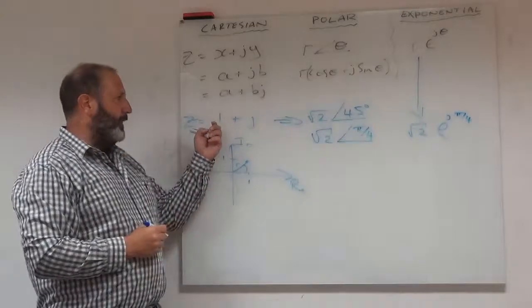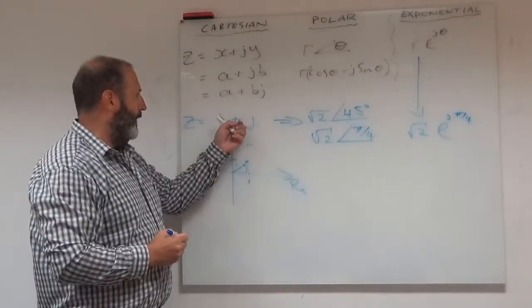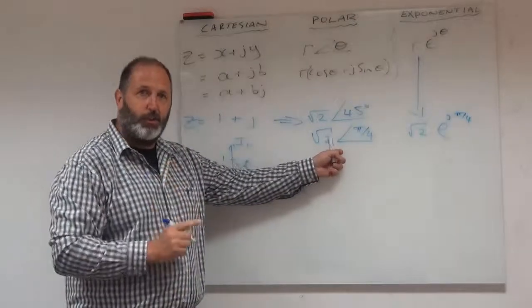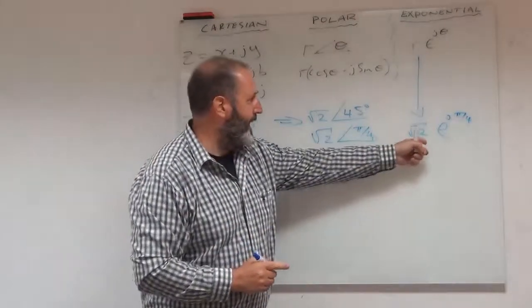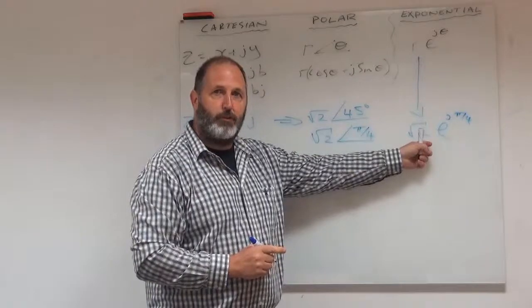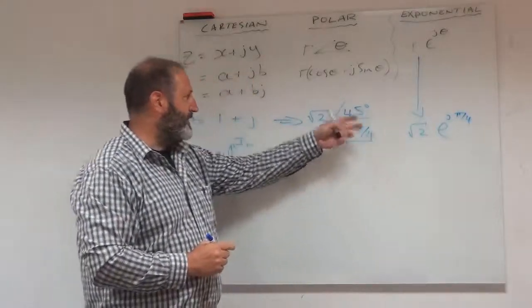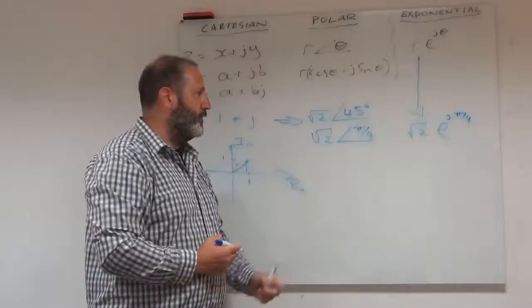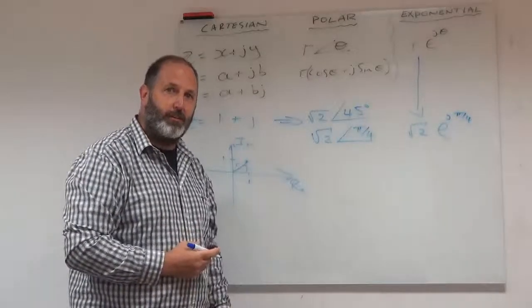So I've started off in Cartesian. I've picked a nice example, but I've started off in Cartesian, I've converted to polar, made sure that it's in radian form, and now I have it in exponential form. So you should be able to see how you can work through any one of these three and find your way to the other types.